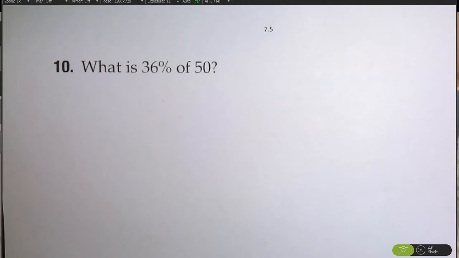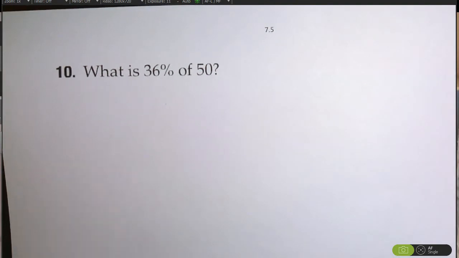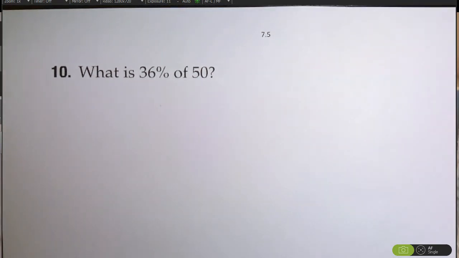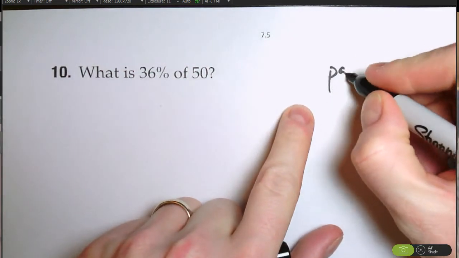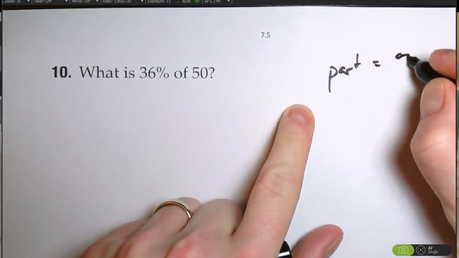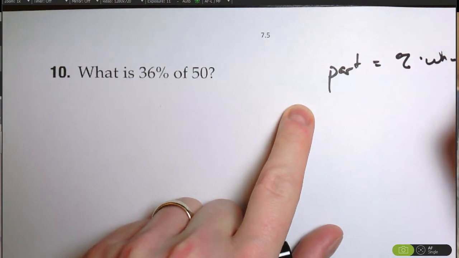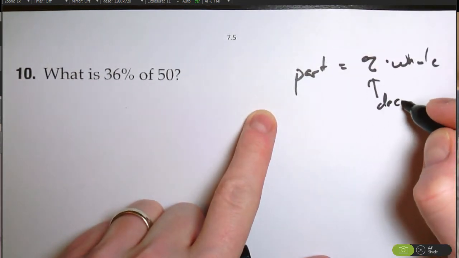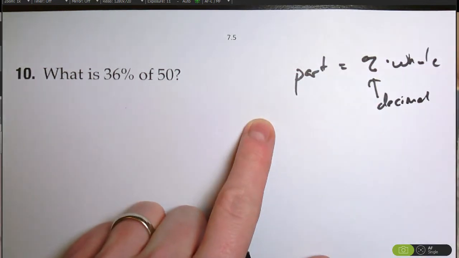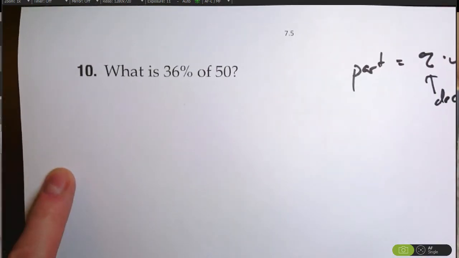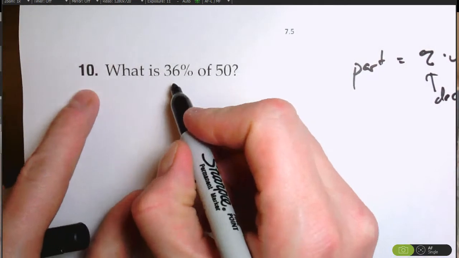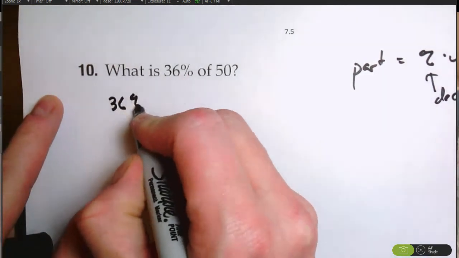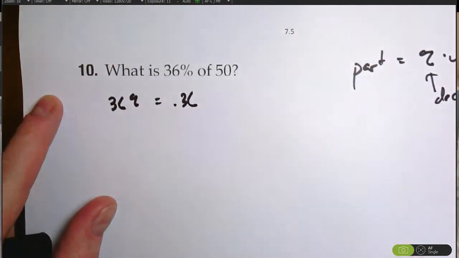Okay, so here are a few examples from section 7.5 from homework just to kind of get you going if you get stuck. So first of all, this is the percent equation, which is part equals percent times whole, where percent is a decimal. That's the key. So the first thing we have to realize is we have 36%, but 36% as a decimal is 0.36.